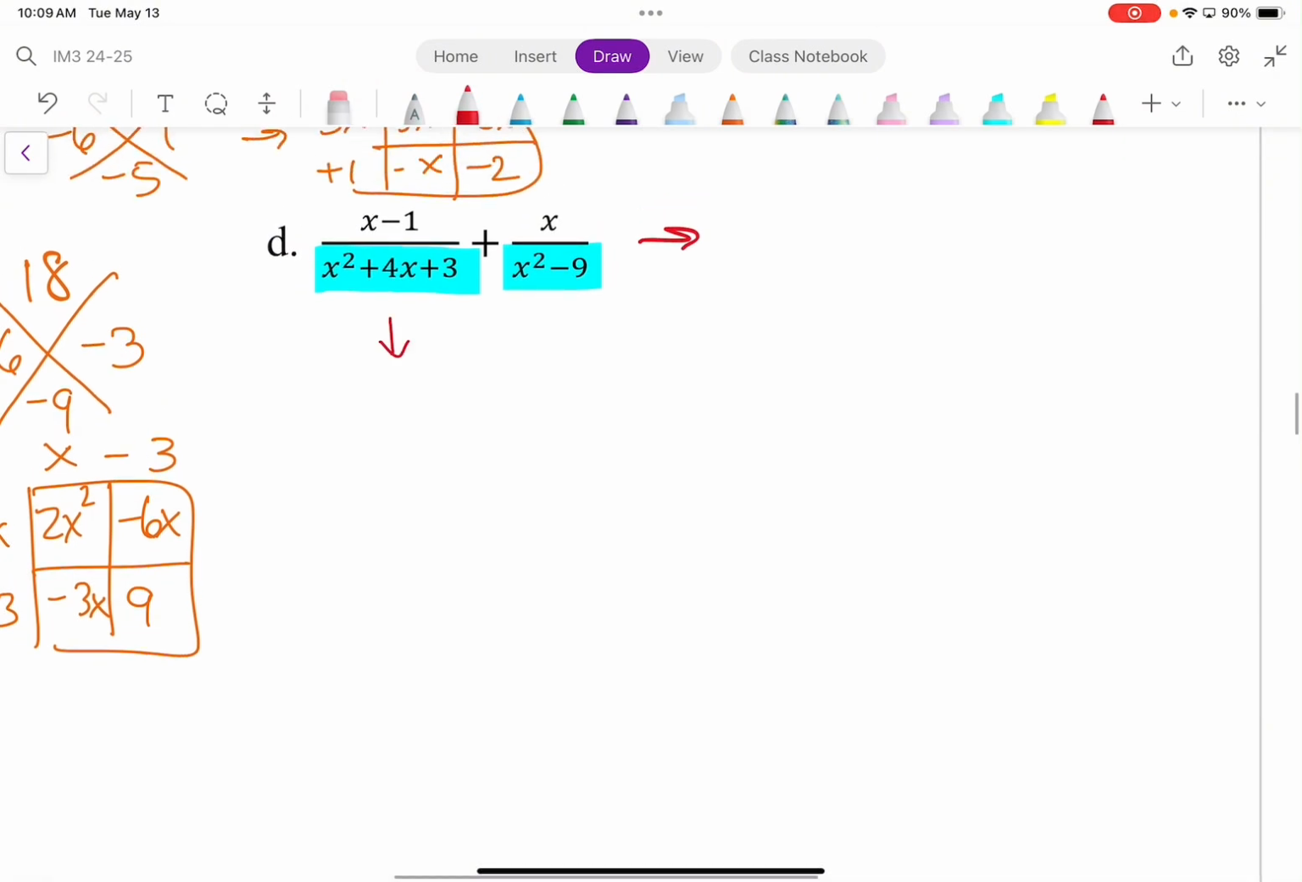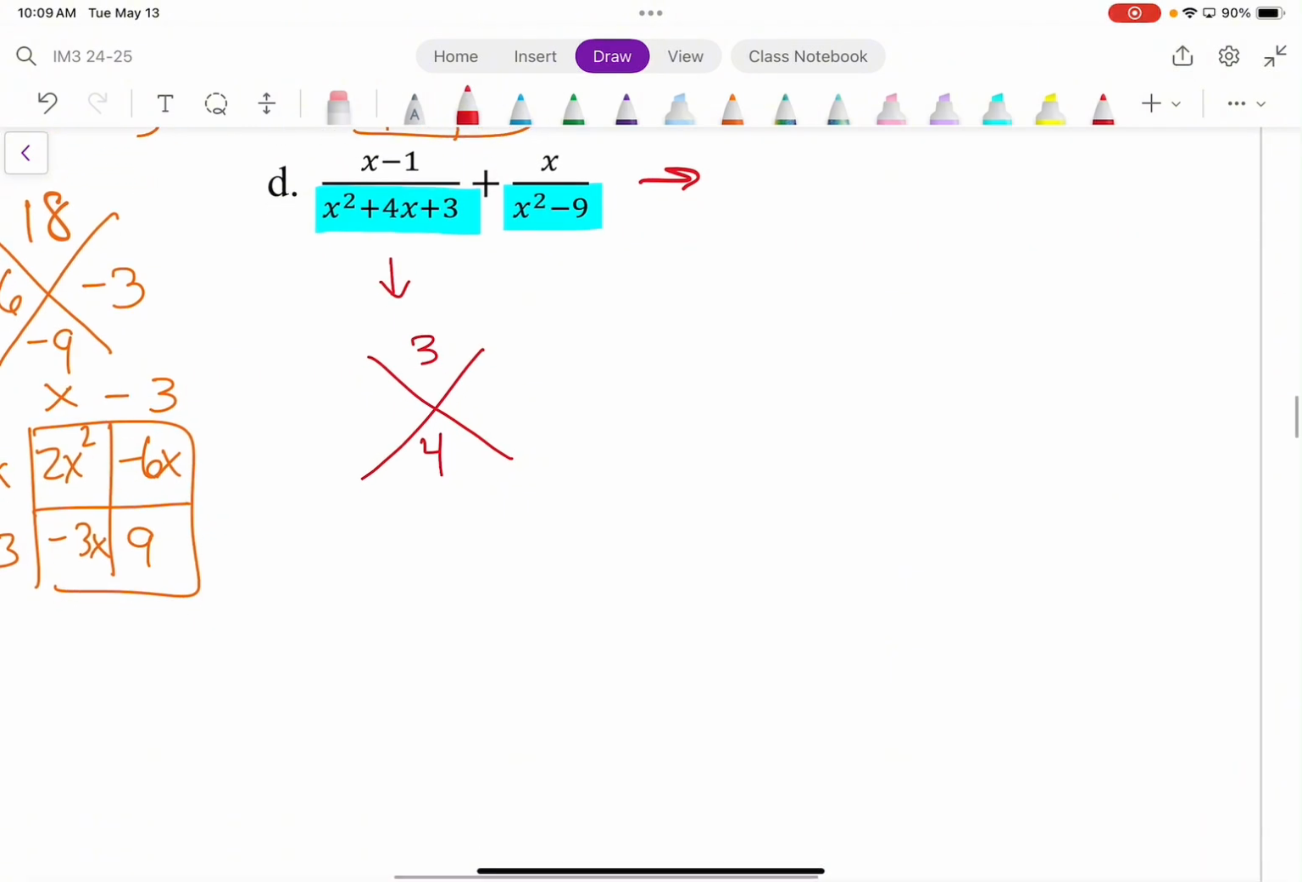And so for the first denominator, that'll be the x method, and that'll be 3 and 4 in our giant x. Two numbers that multiply to 3 and add to 4 will be 3 and 1. You don't need to do the box, just the x is fine. We'll have the two factors x plus 3 and x plus 1. And then for our second denominator, x squared minus 9, this is a difference of squares. We'll have x plus 3 and x minus 3.